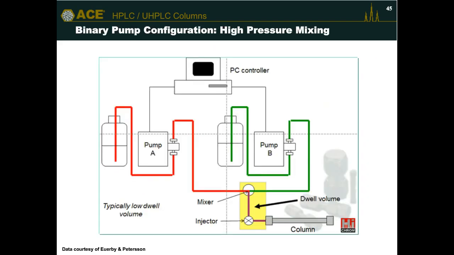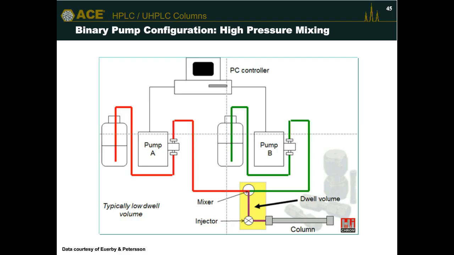When I talk about dwell volume, I mean the point at which the solvents mix through the autosampler to the head of the column. So on a binary system where you've got high pressure mixing, you can see the area, the box in yellow, is the dwell volume of your instrument. So this dwell volume can be small, it can be large.